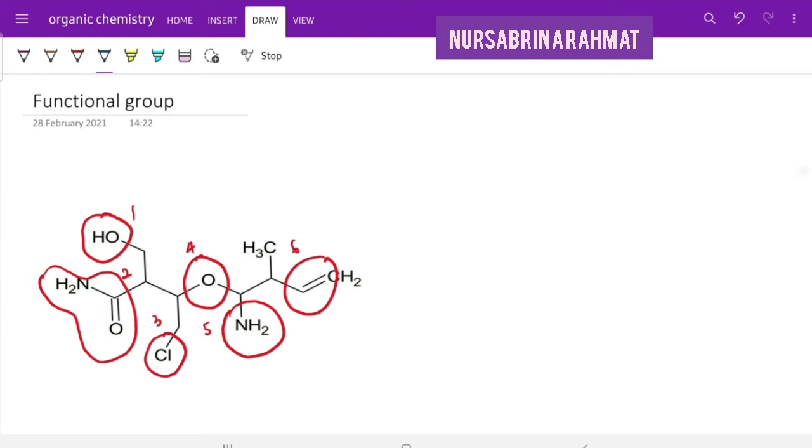The first functional group is OH, which we call hydroxyl. The second one is C double bond O attached to NH2. This is the functional group present in an amide, and we call this functional group carboxamide.